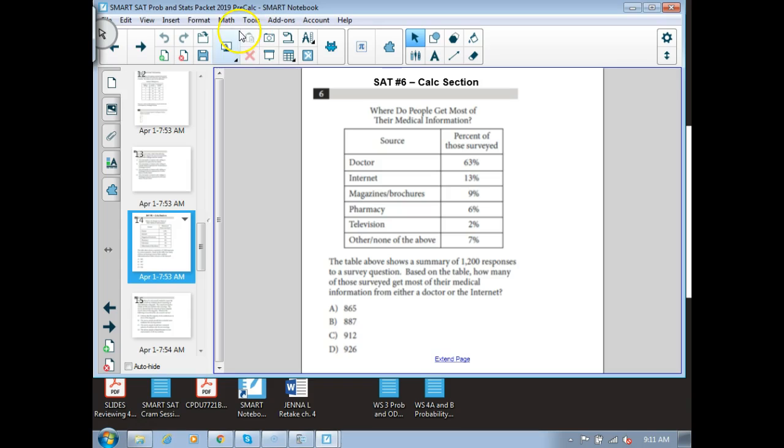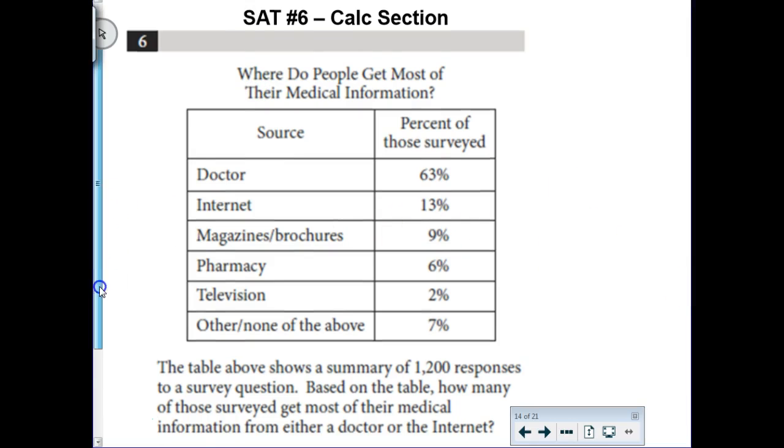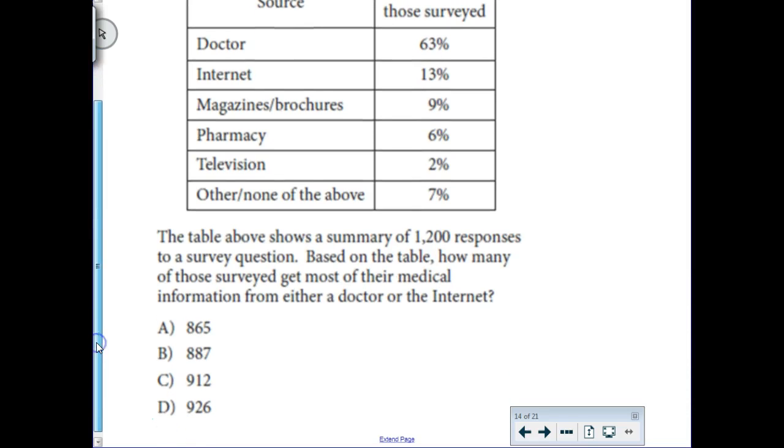Right there. We didn't do this one yet? Okay, cool. All right. Oh, look, another table. So the table shows a summary of 1,200 responses to a survey question. Based on the table, how many of those surveyed get most of their medical information from a doctor or the internet? Well, that would be these people. The combined percentage there, you can just go ahead and add them up because there's no sort of overlap in these. So that's 76%. So 0.76 of all of the responses, so of 1,200.